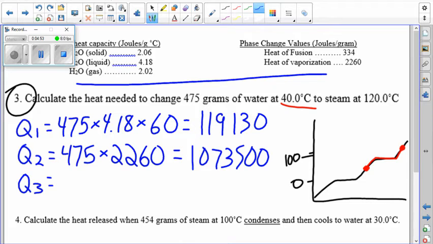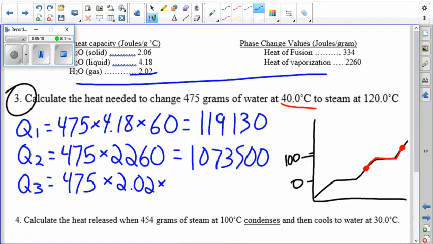In this final section right here, is there a temperature change? Yeah. So we're going to use Q equals MC delta T. What's my M? 475. I hope you guys are getting annoyed with me asking what the M is every time. It should be the same. What is my C? 2.02. Love the 2.02. It's a gas now, so we're using this instead of the familiar 4.18.